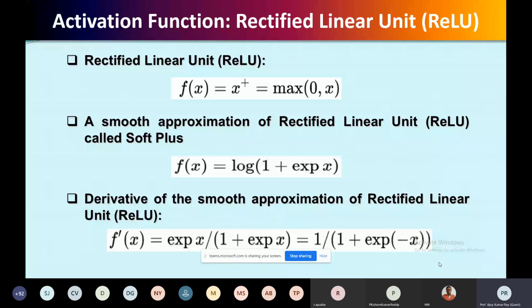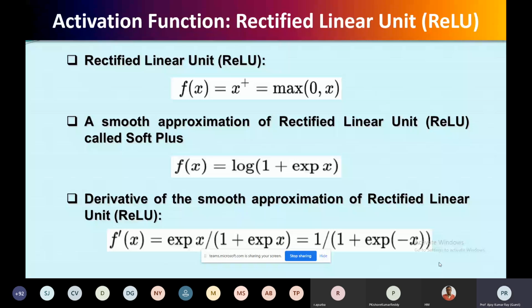If x goes to minus infinity, if it goes negative, then it will be log of 1 plus 1 over exponential of infinity, so it will be almost log of 1, which is 0. So anything which is negative will be 0, and anything which is positive will take the value of x. So this is a smooth approximation known as softplus.